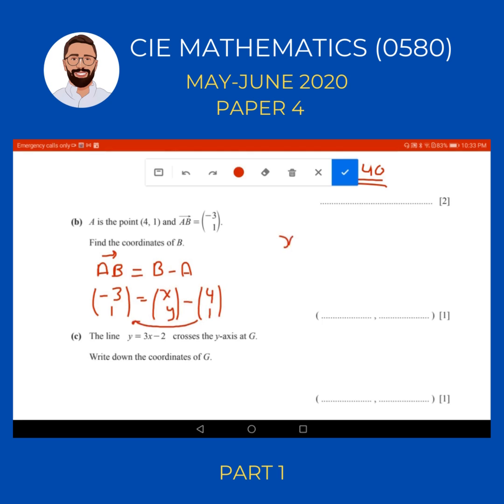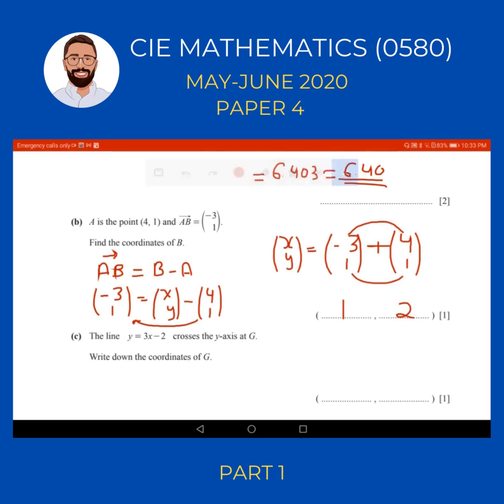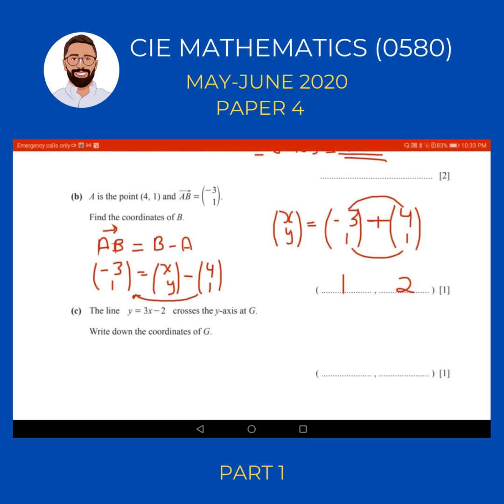So (x, y) becomes (-3, 1) plus (4, 1). So we need to add the x component, so -3 and 4 is 1, and 1 plus 1 is 2. So the coordinates of B are (1, 2).